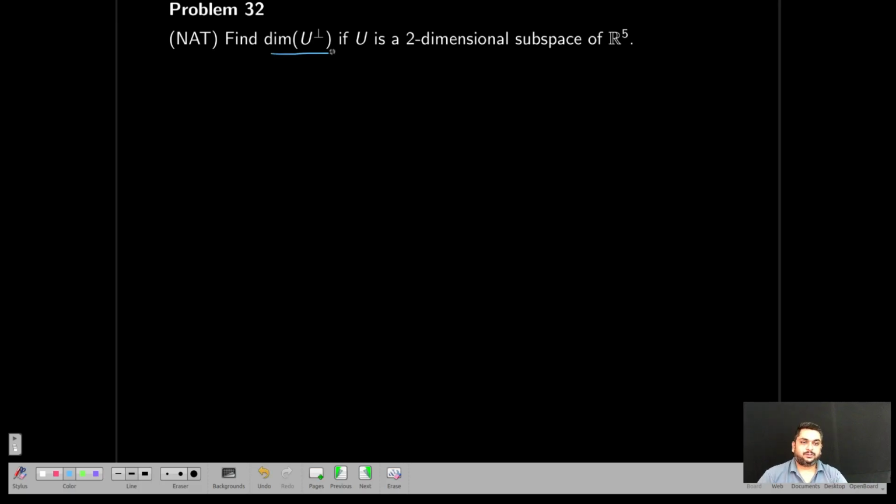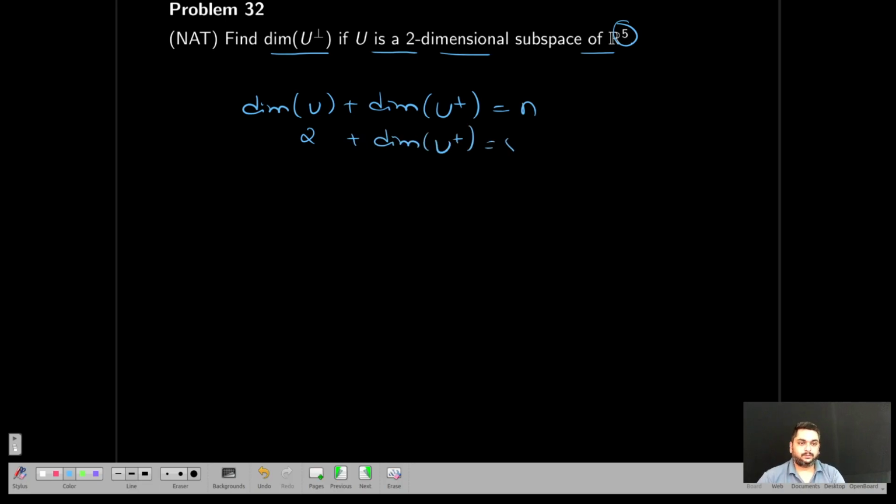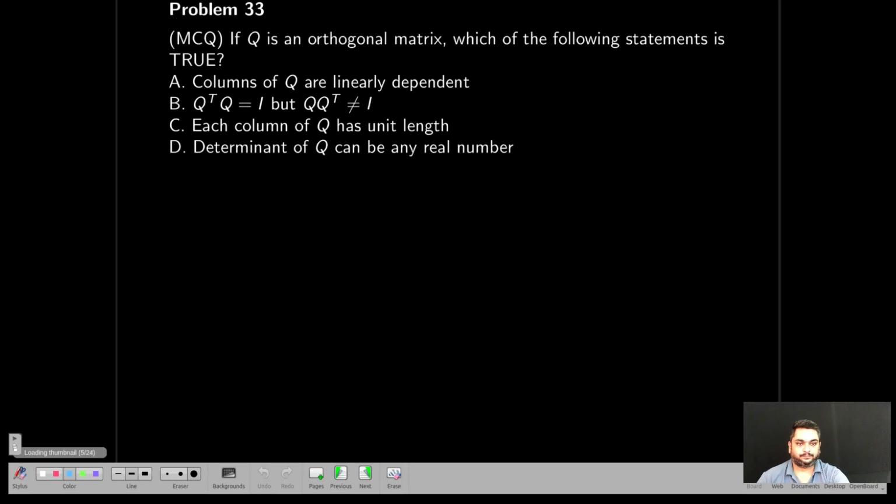Find the dimension of the orthogonal complement of U. If U is a 2-dimensional subspace of R5, that means what? Dimension of U plus dimension of the orthogonal complement should be equal to n. So n is 5 here. This is the entire space, and these are the subspaces of that. They have given this as 2, so 2 plus the unknown equal to 5, means this will be equal to 3.